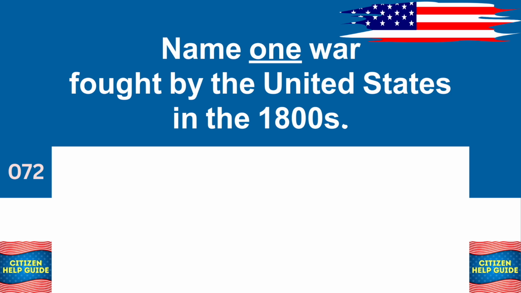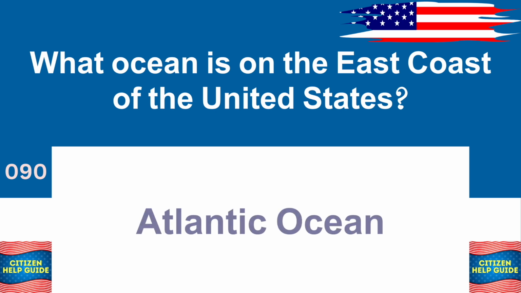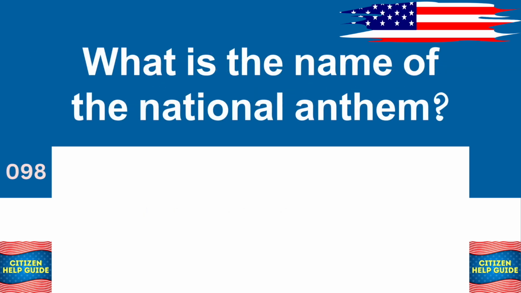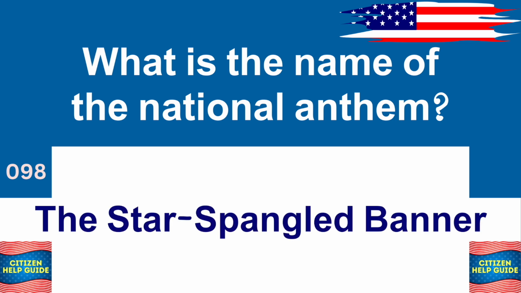Name 1 war fought by the United States in the 1800s. Civil War. What ocean is on the east coast of the United States? Atlantic Ocean. What is the name of the national anthem? The Star-Spangled Banner.